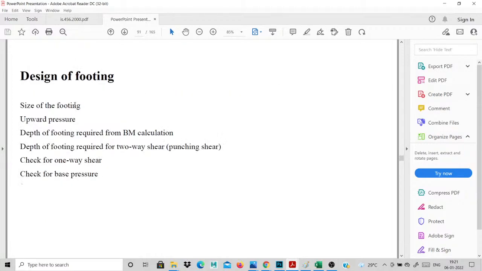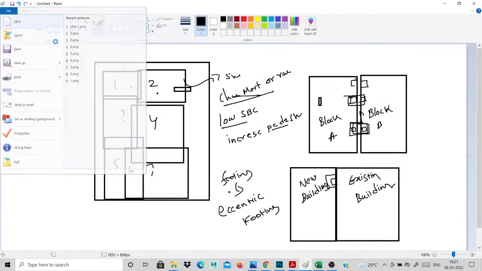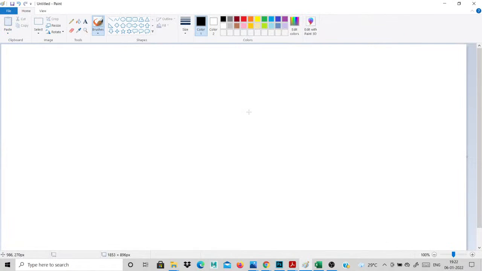The next one is depth of the footing. There are three main checks in your footing. Once you design your footing, three checks are main.